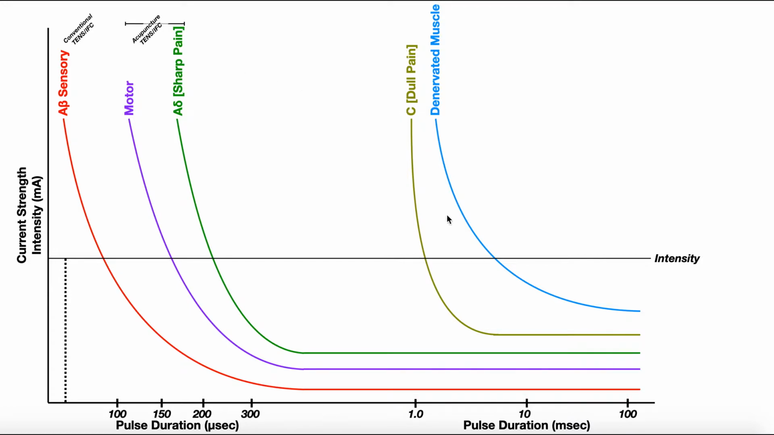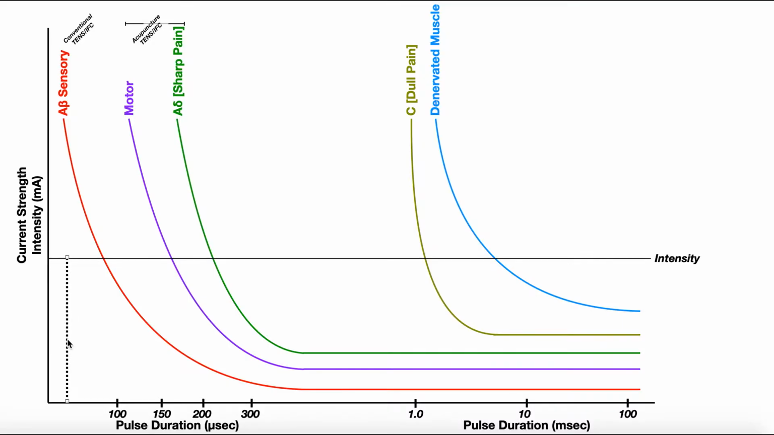Now way over here at higher pulse durations, here we have C nerve fibers. These are responsible for transmitting information regarding dull pain. There aren't many applications that you would normally use where you'd want to stimulate these. And then the blue curve right here is for denervated muscle, basically skeletal muscle that no longer has functional neurons that innervate it. You'll notice that to get the muscle that has no neurons that innervate it, you have to use a much higher pulse duration than you would just to stimulate the motor neuron that leads to a skeletal muscle.